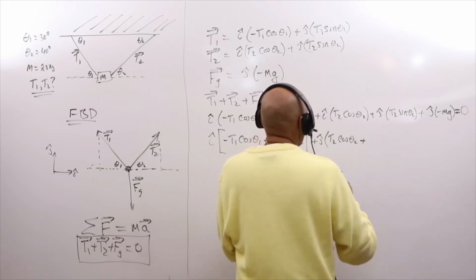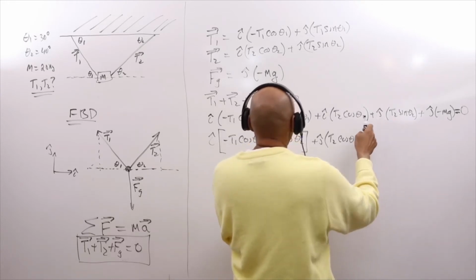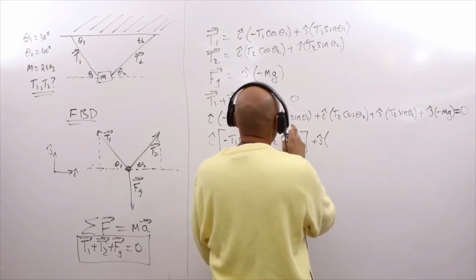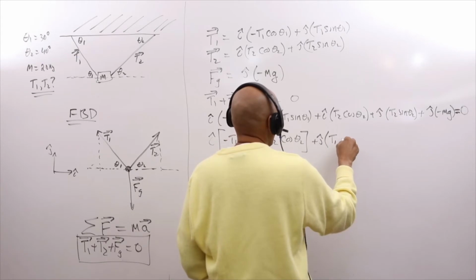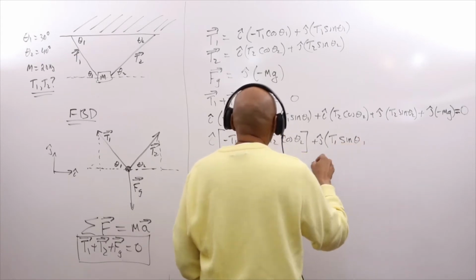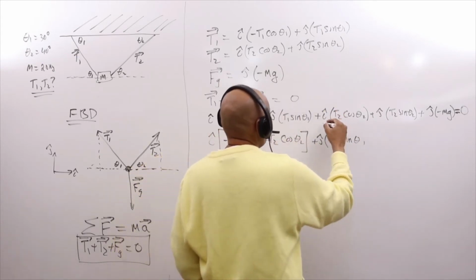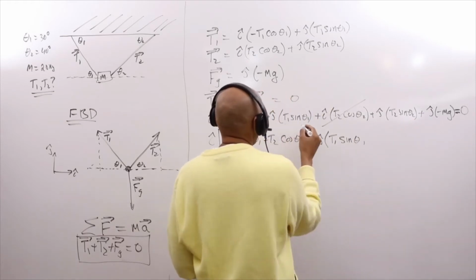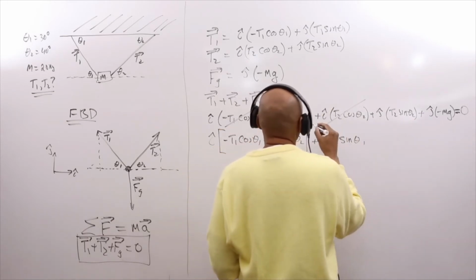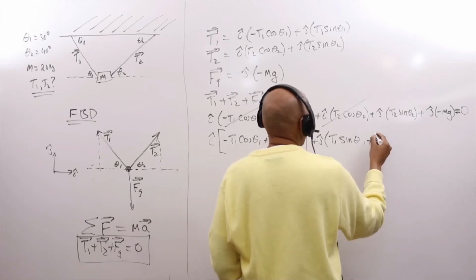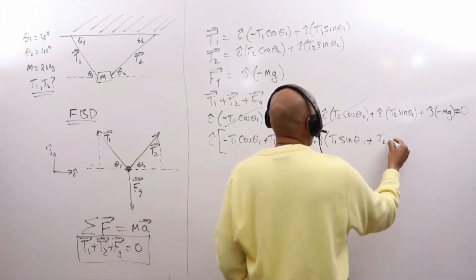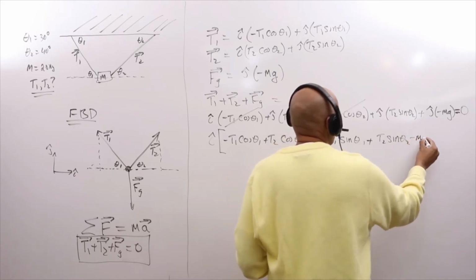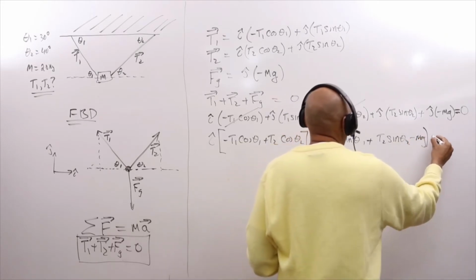Oh, I'm sorry, I should be copying this one. I'm wondering why it didn't look right. So let's do that again. T1 sine of theta 1. And maybe I should have crossed it out so I don't make mistakes like that again. So here's T1 sine of theta 1, and the next j component is T2 sine of theta 2 and minus mg, and that's equal to 0.